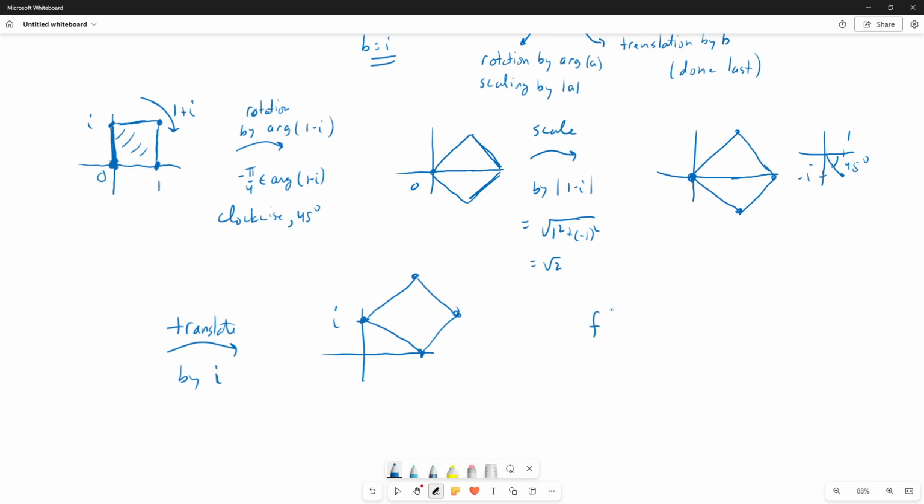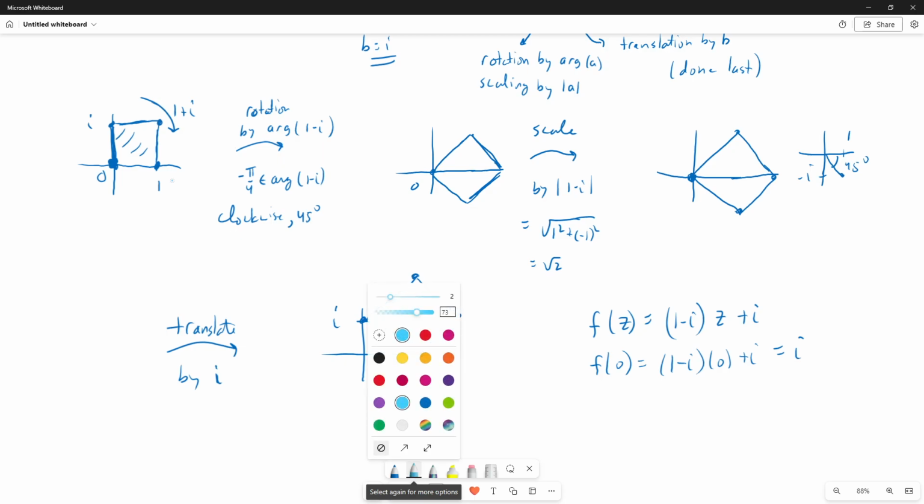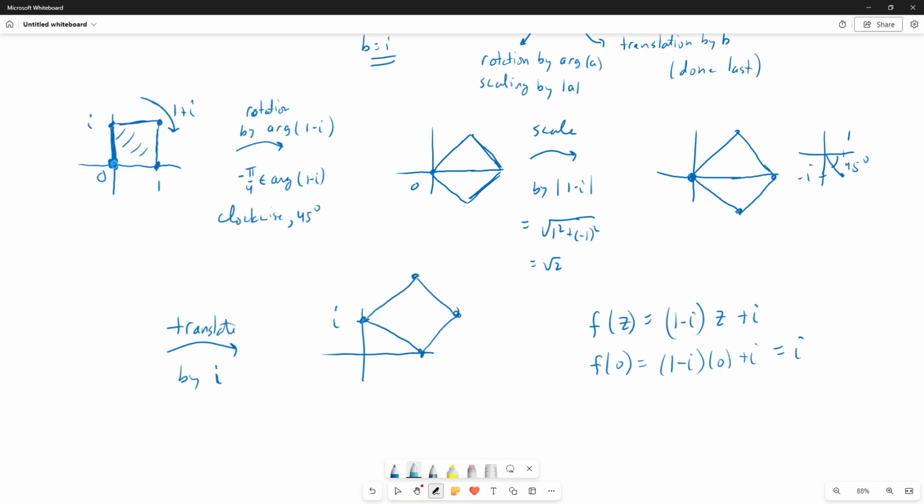Now, what are these other 3 points? Let's look at the mapping again. f of z is equal to (1 minus i) times z plus i. So f of 0 is equal to (1 minus i) times 0 plus i, which is just i. So the original unit square had 0 here, and that one mapped to i right there.